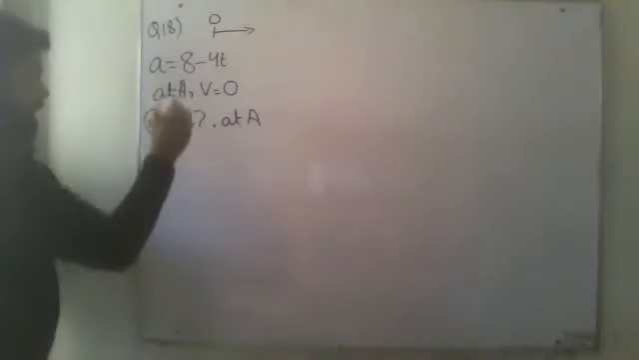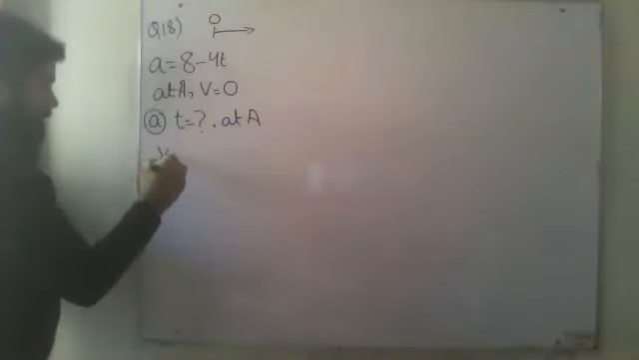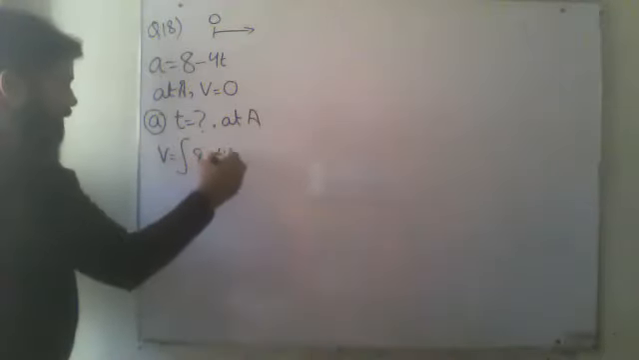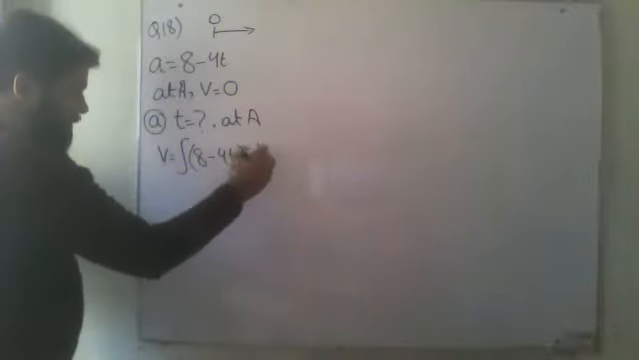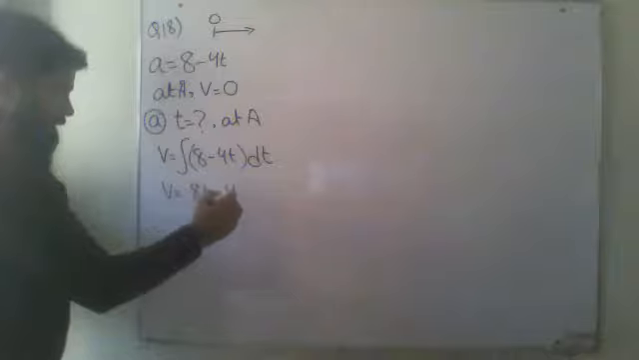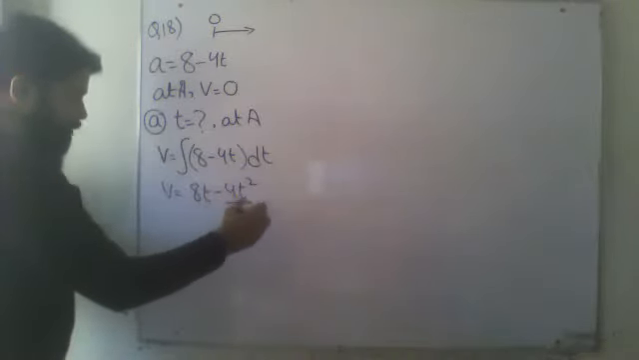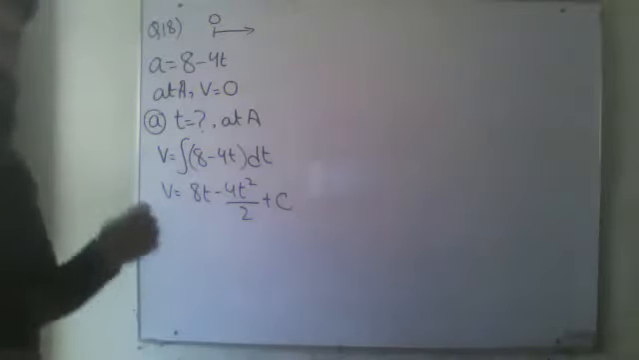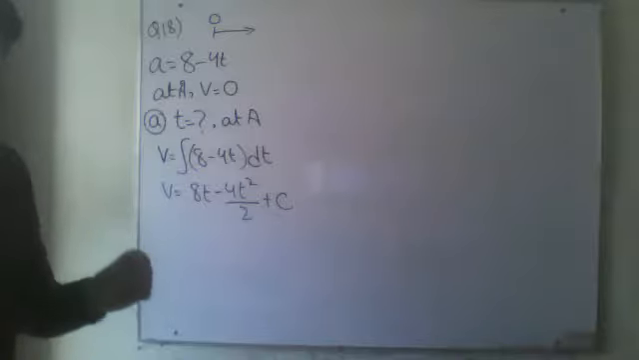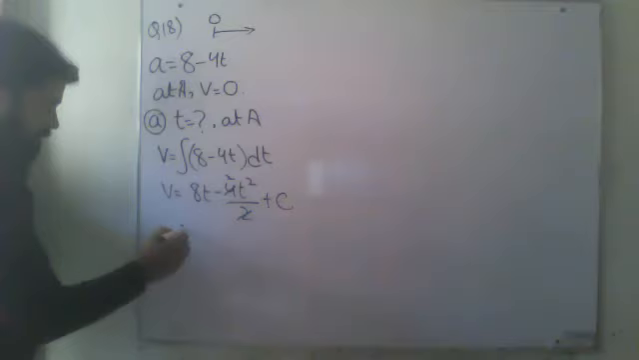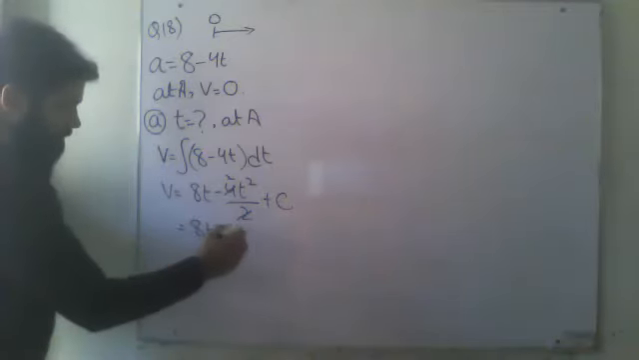Now, first of all, I have to find v. So in order to find v, I'm going to integrate 8 minus 4t with respect to time. That gives 8t minus 4t square over 2 plus c. Now, they were saying that the body has started from rest at point O. So what will I do? First of all, I simplify this equation.